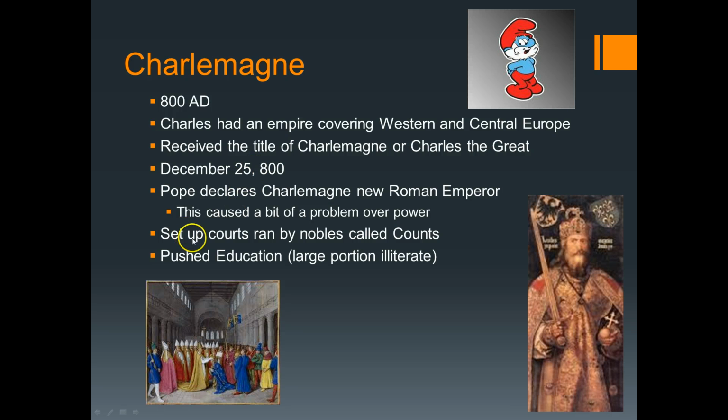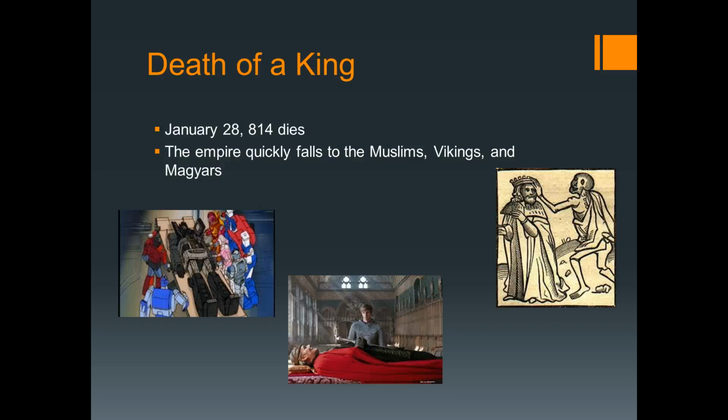And Charlemagne did a lot of good things. He set up courts run by nobles, and they called them the nobles counts. He pushed education. He didn't want his populace being illiterate, so he pushed for education. Well, on January 28th, 814, he dies. And with the death of Charlemagne, the empire he put together quickly falls. The Muslims pick away, the Vikings are picking away, and the Magyars are picking away. And this Frankish empire that he had quickly falls apart.